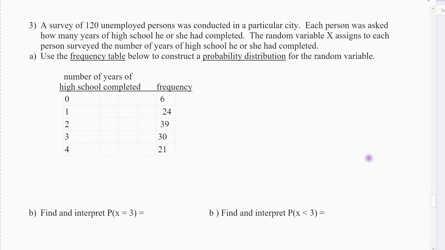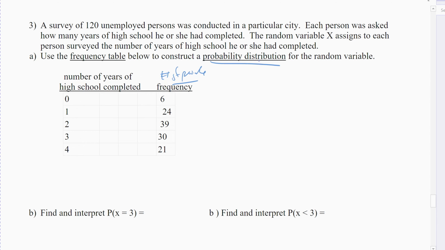Alright, so I've got a survey. A lot of times we can do a survey, we can put it in a frequency table, right? We can tally how people answered questions in a survey. And so this particular survey was given to 120 unemployed people. Each person was asked how many years of high school he or she completed. The random variable X assigns the number of years of high school, so again, it's numbers, right? They completed no years of high school, 1 year, 2 years, 3 years, or all 4 years. And then these are the answers. Frequency would be how many people did that. That's the number of people, right?